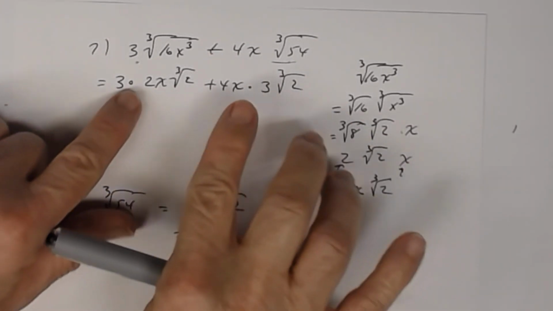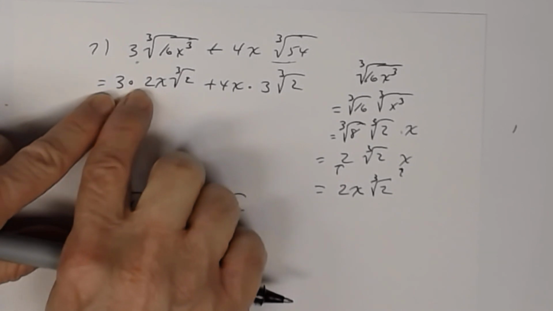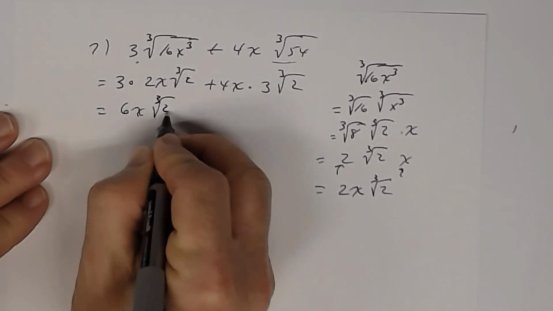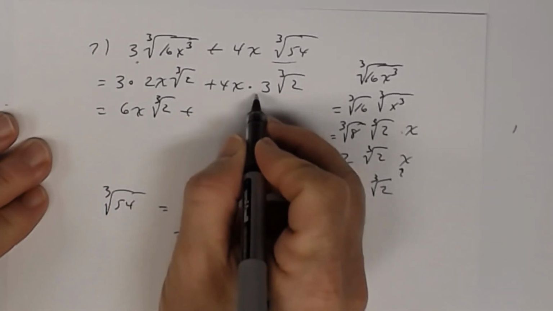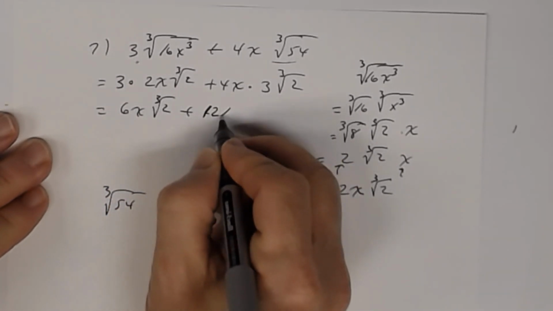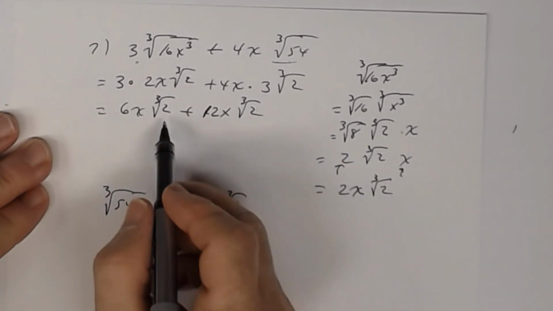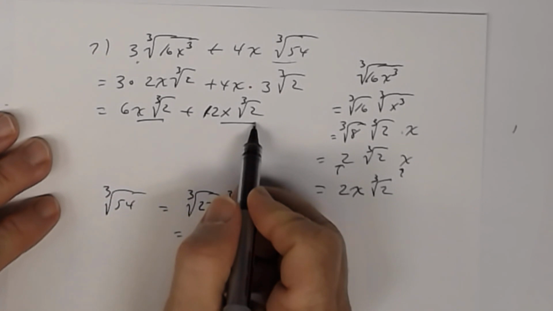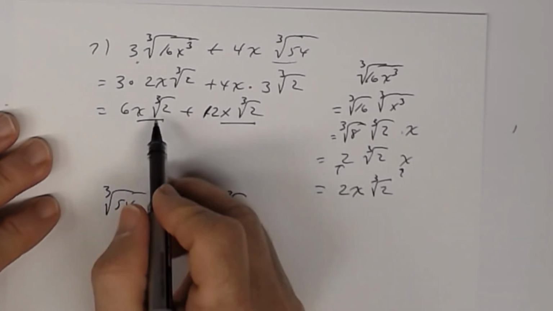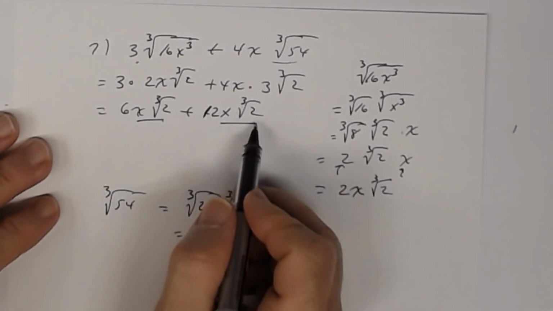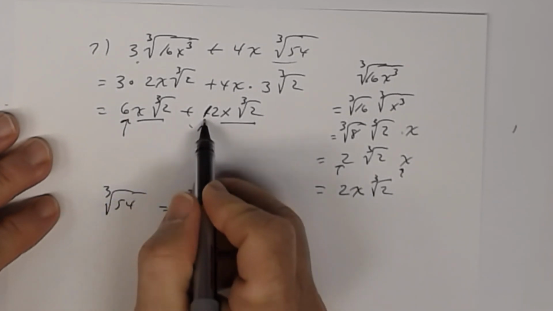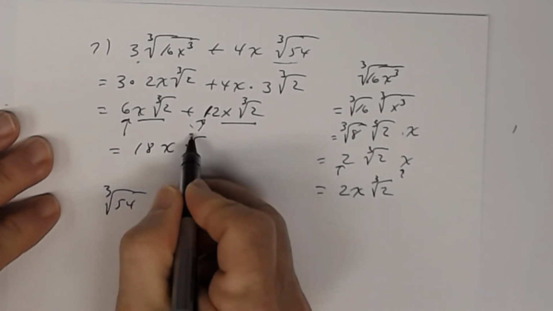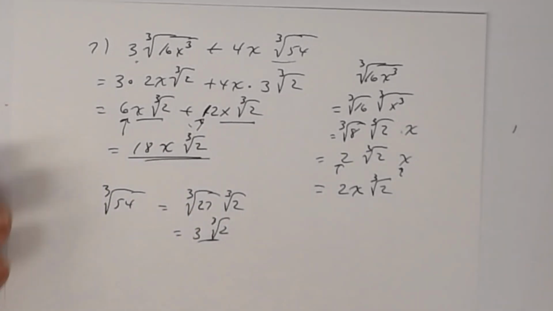All right, now simplifying each one of these now. 3 times 2 is 6. So I get 6x times the cube root of 2 plus 4x times 3 is 12x cube root of 2. Now I want you to notice, you have x cube root of 2 and x cube root of 2. So those are now like terms. You have 6 here and 12 here. So altogether there's 18. So that's 18x cube root of 2. So that's the answer there.